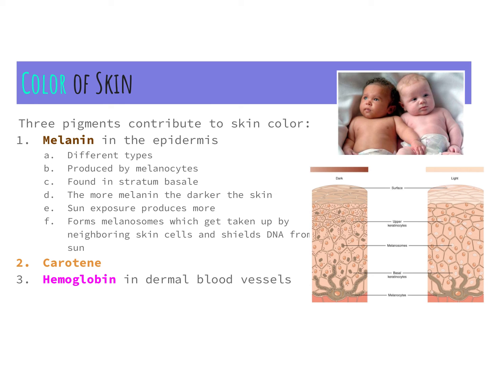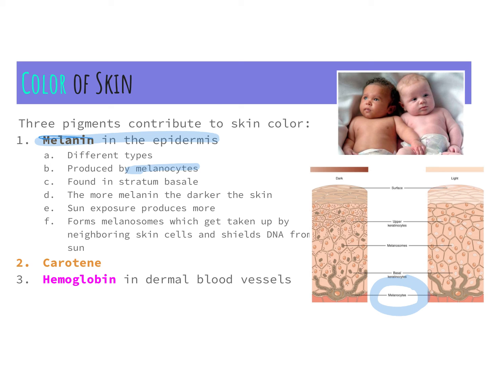Okay, on to the color of skin. Three pigments contribute to skin color. You have melanin, keratin, and hemoglobin. Melanin is located in the epidermis, and there are 2 different types of melanin. There's the melanin that produces the darkness of skin, and then another type of melanin that produces things like freckles.